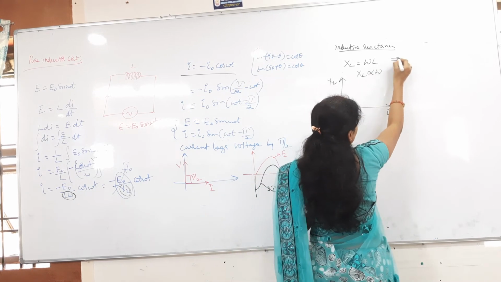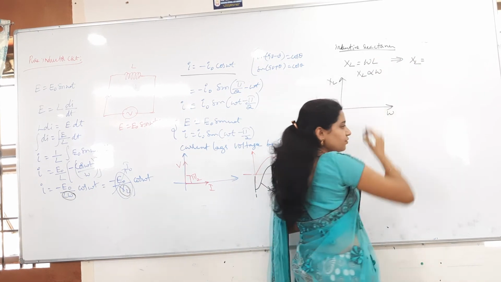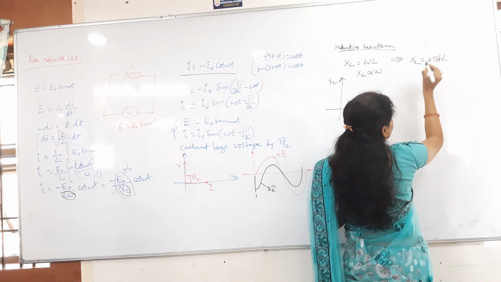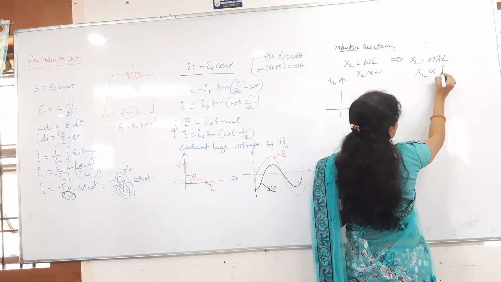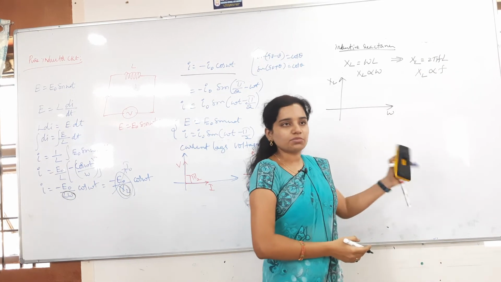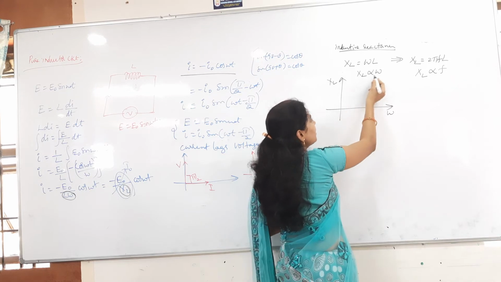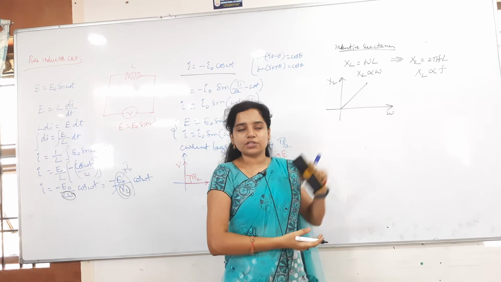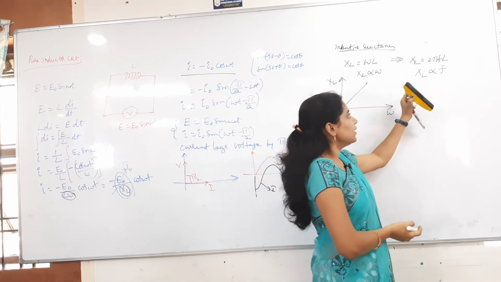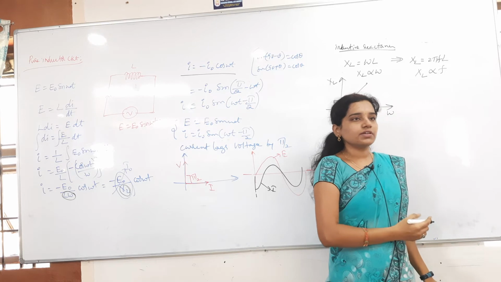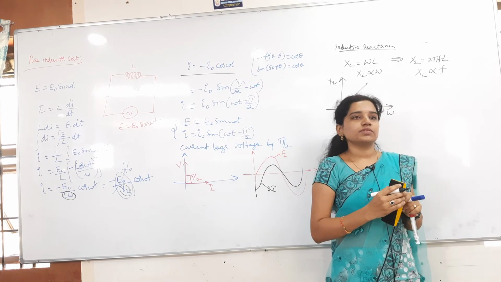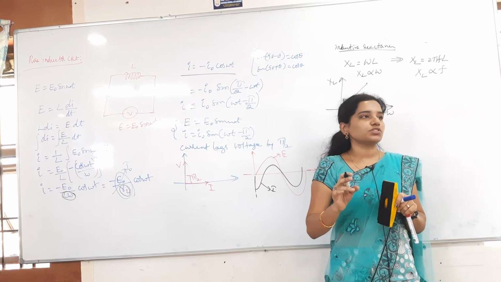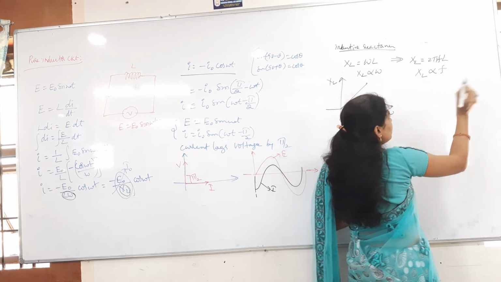Also, I can write XL is equal to, in the place of omega, 2 pi f, so 2 pi f into L. And XL is also directly proportional to the frequency. We will discuss that later. First, the graph is a directly proportional graph, like this. Here XL is directly proportional to the frequency. Which frequency will there be, AC or DC? AC frequency. DC frequency is how much? 0. First I will talk about the DC.